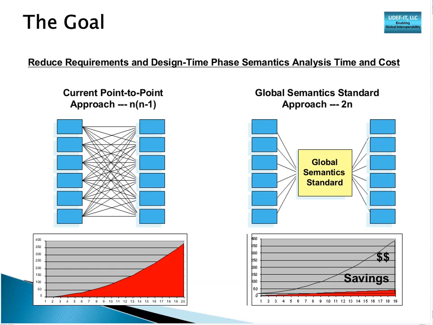So the goal is that rather than having an n-squared or n times n-1 approach, which shows that cost curve on the left-hand side, you'd like to be able to say that there's an approach that can substantially reduce your costs, your design time costs, and the savings is basically the difference between an n-squared curve and a 2n curve, which is illustrated between the left-hand side and the right-hand side.